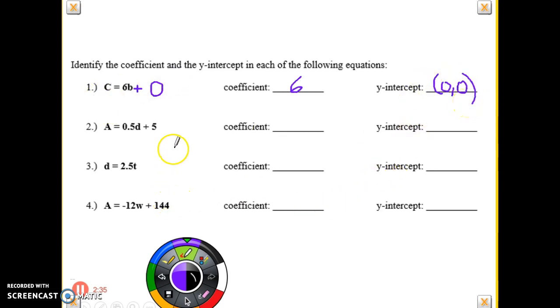We'll look at the next example. The coefficient is the number that's multiplied by the independent variable, which is going to be 0.5 or 1/2. And the y-intercept is the number added on, which is 5. So we're going to write that coordinate point as 0, 5, because that is the place where it will cross the y-axis. Pause the video for a little while and try the next two examples on your own.